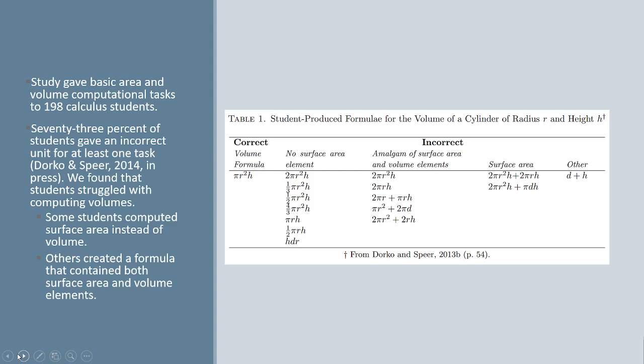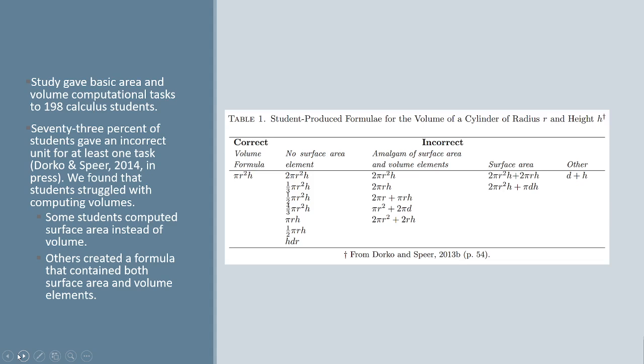And so there was a study done based off this information, and they wanted to look at the basic area and volume computational skills of calculus students. What they found was quite interesting. 73% of students gave an incorrect unit for at least one task. They found that students struggled with computing volumes, and some students computed surface area instead of volume, and others created formulas that combined both surface area and volume elements.